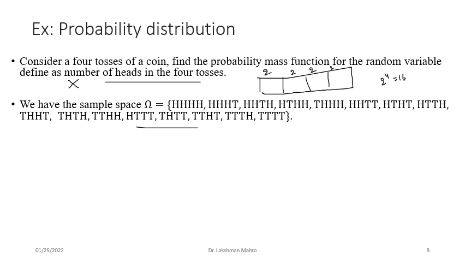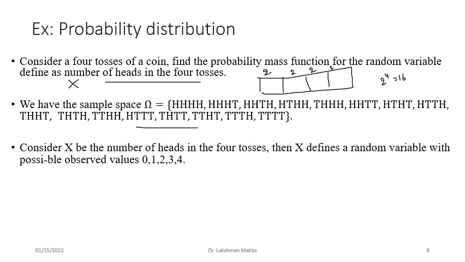There are 16 outcomes in the sample space of this experiment. That means when you're tossing a coin four times, we are defining random variable x as the number of heads in these four tosses. So in these four tosses, x can take 0 heads, or 1 head, or 2 heads, or 3 heads, or 4 heads. So we are counting just the number of heads.